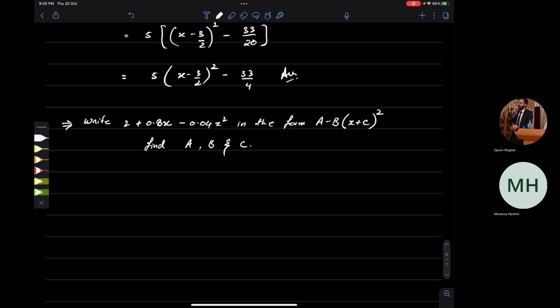Sir, I solved it, but I'm not sure how to get it in the format that they gave.